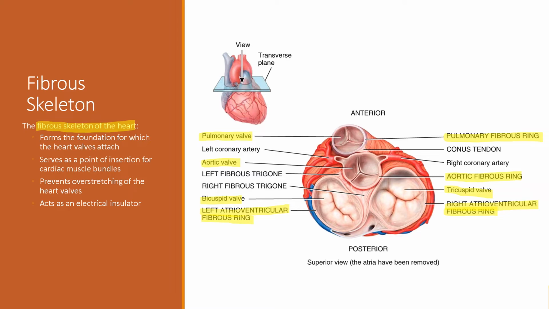Now, in addition to forming the structural foundation of the heart valves, the fibrous skeleton prevents overstretching of the valves as the blood passes through them. It also serves as a point of insertion for bundles of cardiac muscle fibers, and it acts as an electrical insulator between the atria and the ventricles. So very important function of that fibrous skeleton as well.